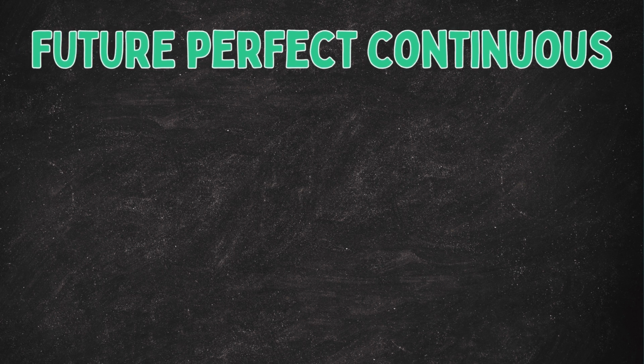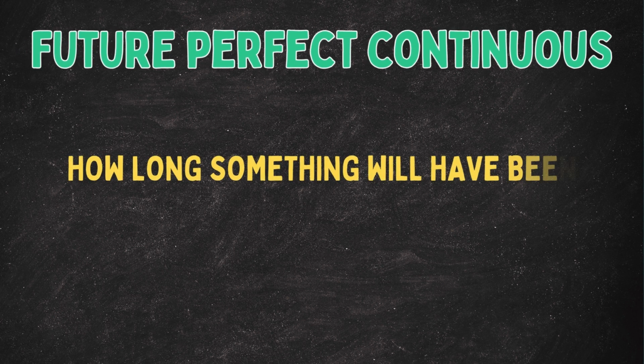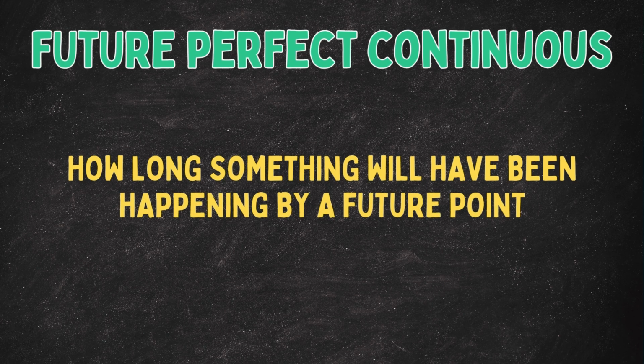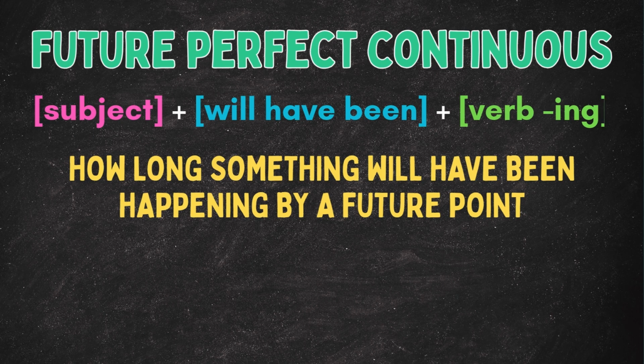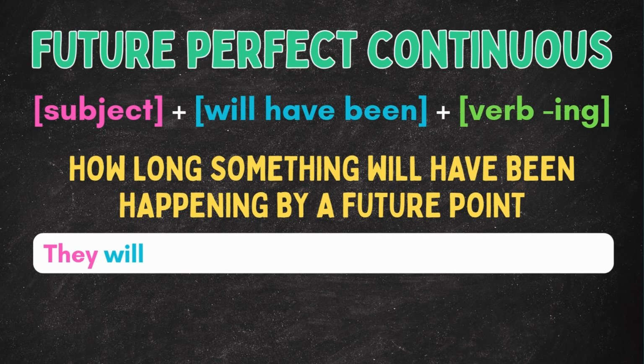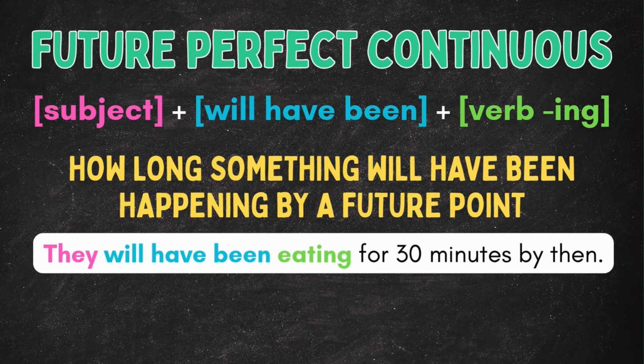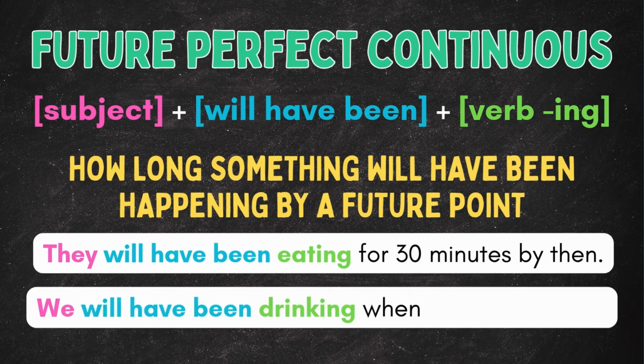Future perfect continuous. The future perfect continuous shows how long something will have been happening by a future point. The sentence structure consists of subject plus will have been plus verb with ing. For example, they will have been eating for 30 minutes by then. We will have been drinking when the food arrives.